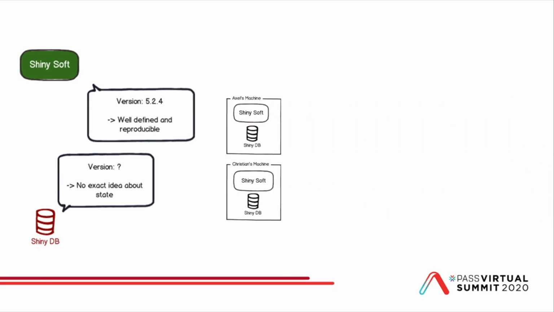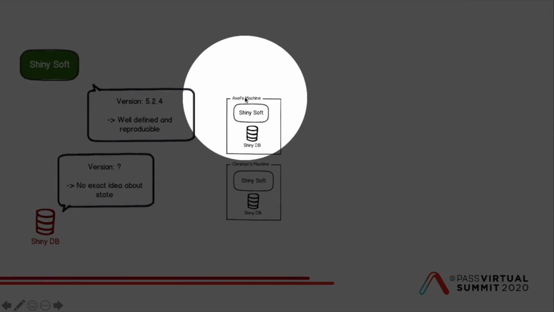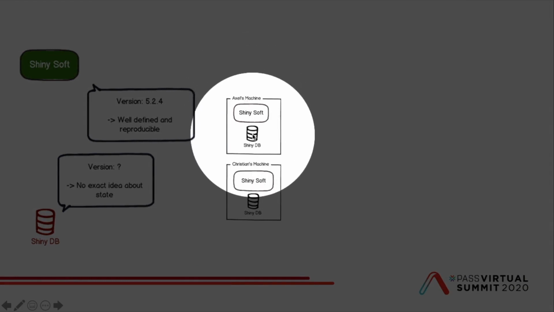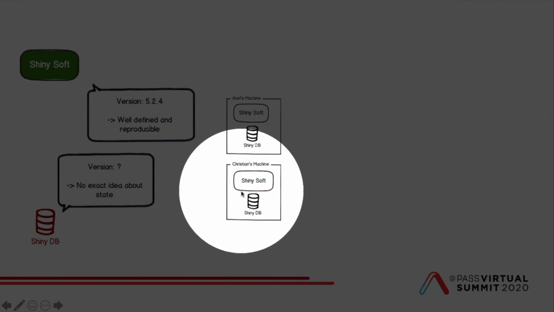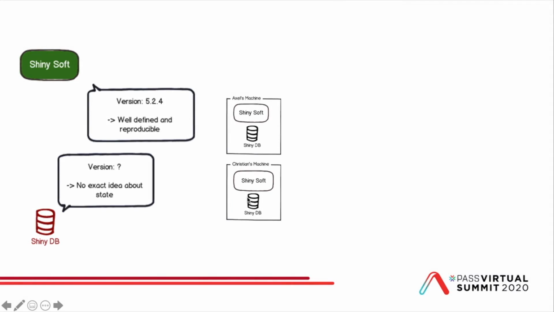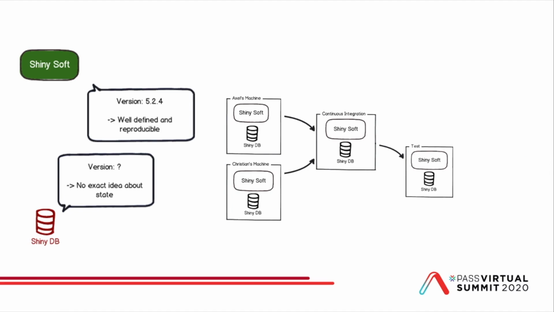Updating a database schema is quite simple when there is only one developer working on our application. Here we have the example of Axel working on his own machine on ShinySoft, and he has a copy of ShinyDB. And the same goes for Christian here. He has a copy of ShinySoft and a copy of ShinyDB. They can work in this isolated environment, but things reach new levels of complexity when they start consolidating all the changes into an integration server. And this problem will be the same for the test environment and also for production. So once again, we have a problem here, right?